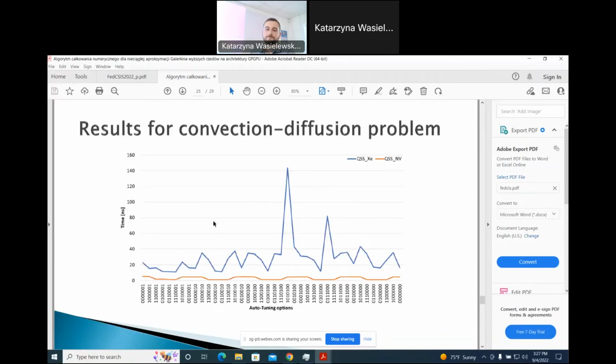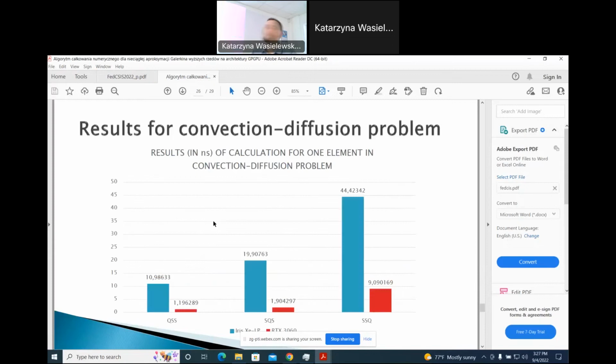Here we can compare the results for the QSS option for Intel XE LP and NVIDIA. It looks the same. It's similar to the frozen problem. Here we have the timing for, well, the results as in the frozen problem. The Intel XE are also slower than NVIDIA.